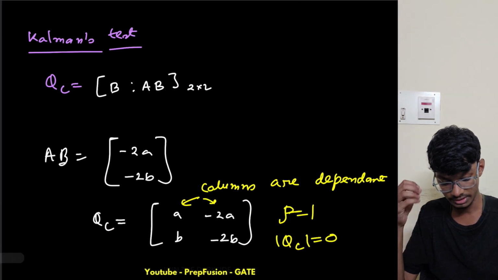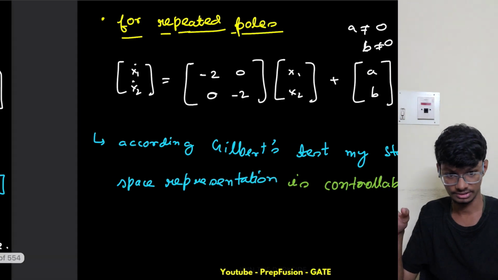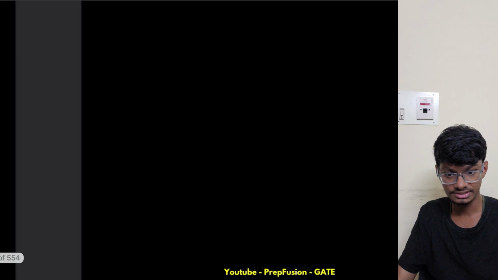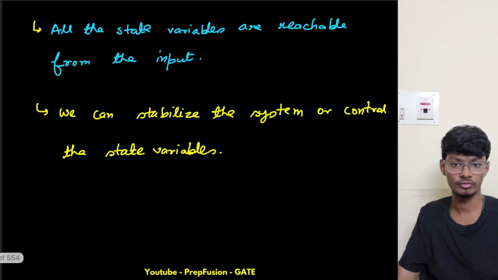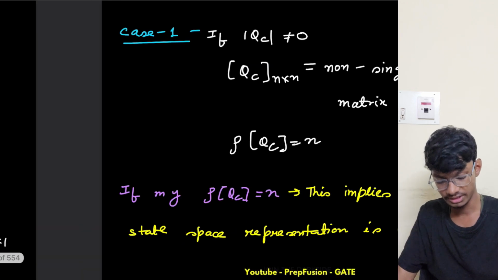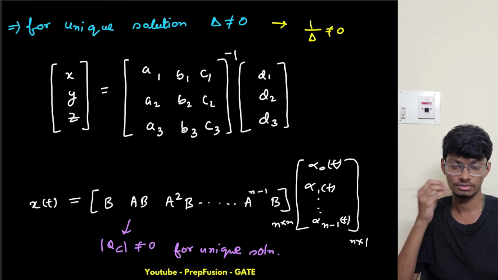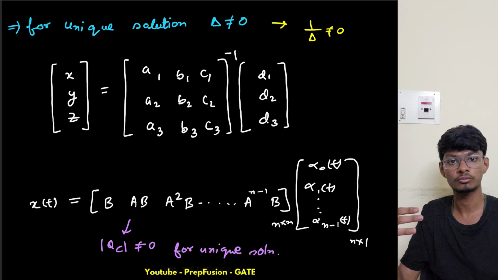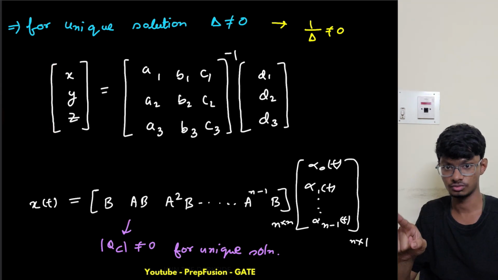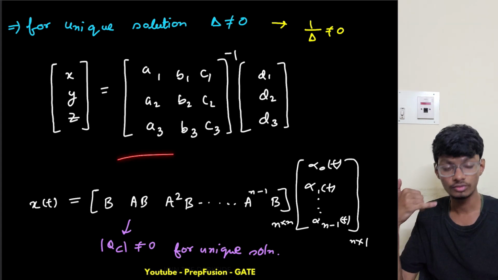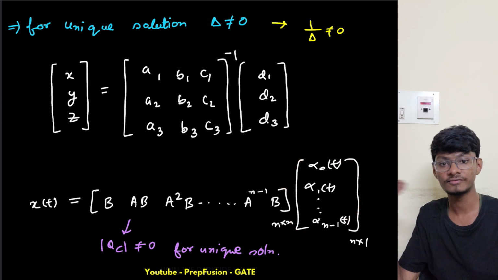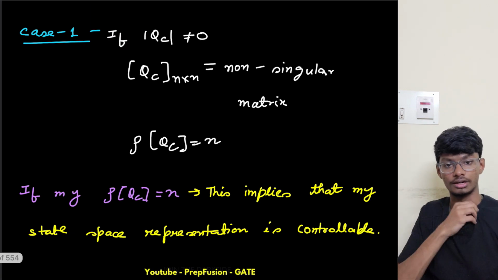So let's see what we learned in this lecture. Firstly, we learned about Kalman's test. Before that, I gave you an example of state feedback, why we need to measure all the state variables, and I gave you a brief overview of the proof of Kalman's test. And why my determinant should be non-zero: to get a unique solution for the state variable, to reach my desired future state. For that I use this.